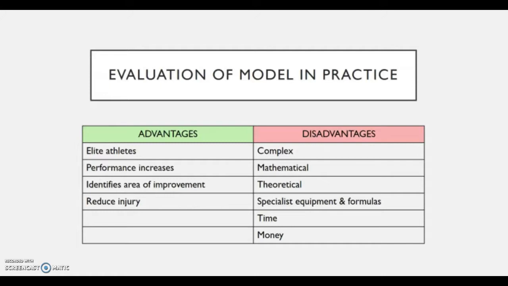There are many advantages and disadvantages of the numerical model. So the advantages are that it is applicable and beneficial to elite level athletes due to the fact it helps to increase performance, as it helps to identify changes that might need to be made in order to improve the performance of the individual as well as the team, as well as change that might need to be made regarding equipment. In addition, it helps to reduce the chance of injury.